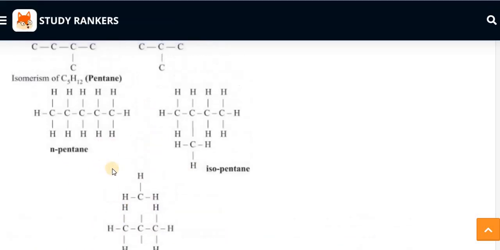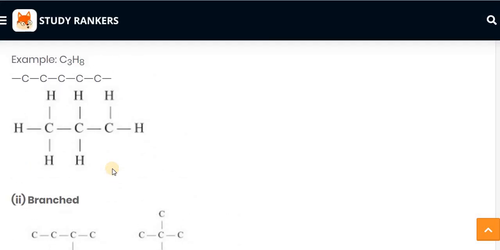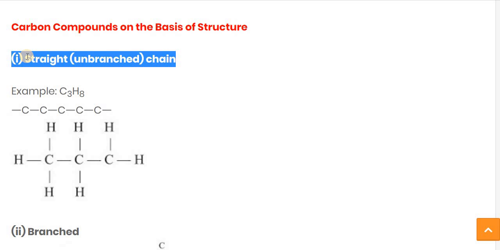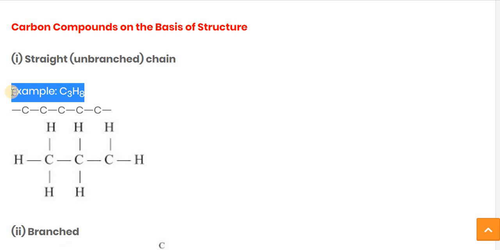If asked in an exam to write down the carbon compounds on the basis of their structure, there are two types. Straight line, or you can say straight or unbranched chain. In that you can write the examples of methane, ethane, propane, butane, pentane. In pentane, all the carbons are single bonded and in a straight line.